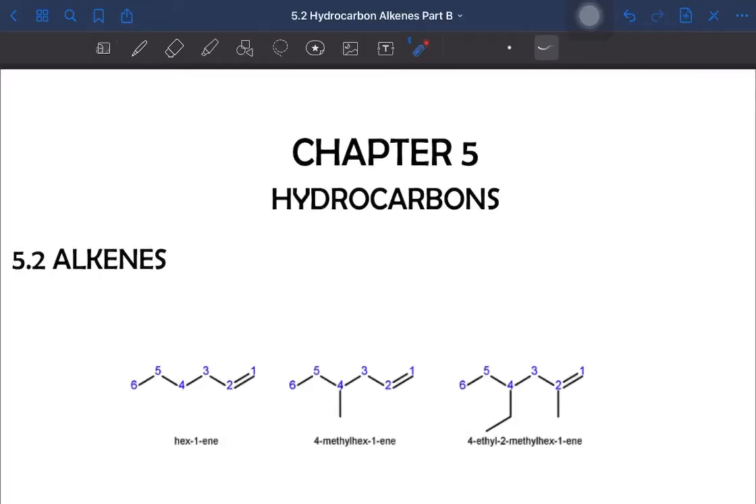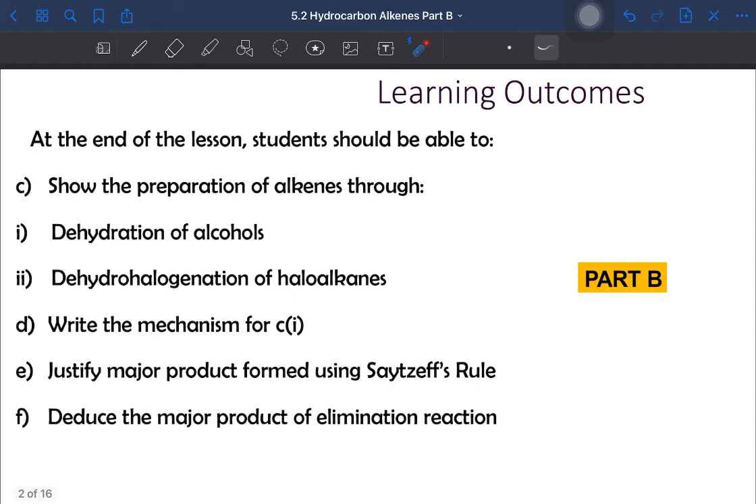So today we are going to continue with 5.2 Alkene, part B. So let's see the learning outcome for part B. First, we are going to show the preparation of alkenes through the dehydration of alcohol, and then we are going to look at the dehydrohalogenation of haloalkane.